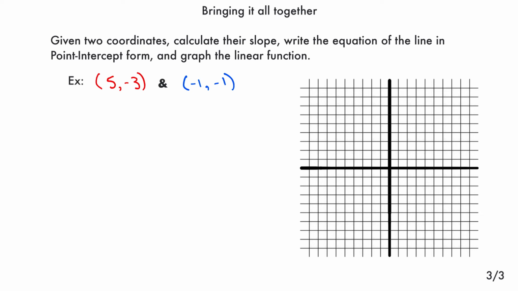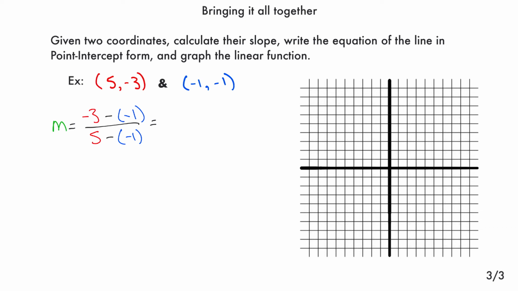I just want to do this one last time from beginning to end with another set of coordinates, just to review the process. Given two coordinates, I am going to find the slope, write the equation, and graph the line. I can pick whichever one to be my first coordinate, whichever one to be my second coordinate, but ultimately slope is going to be equal to, in my example, negative 3 minus negative 1 over 5 minus negative 1.